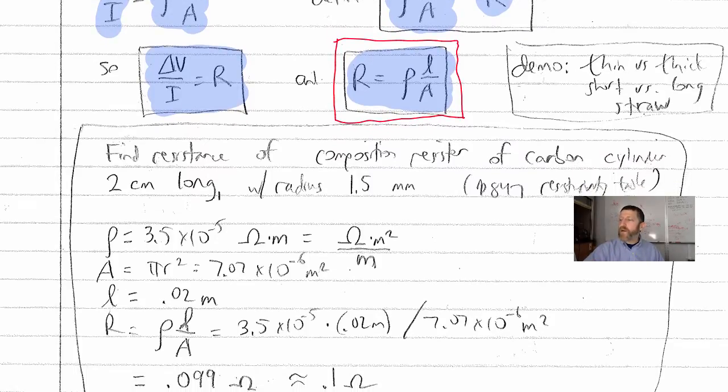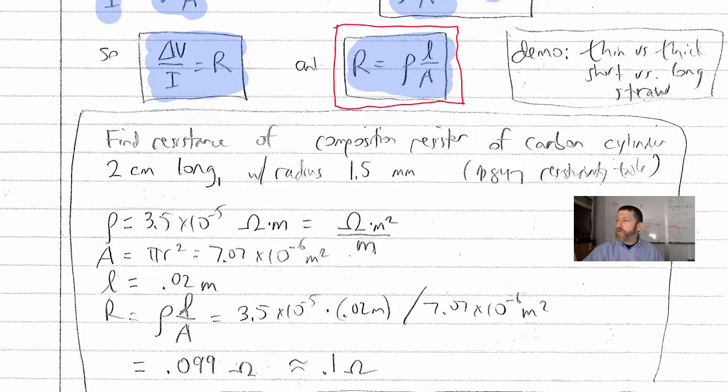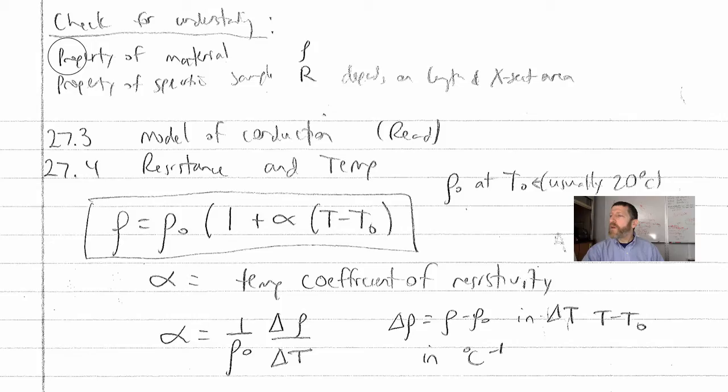Area is pi r squared. That's what that is. The length is 0.02. You just calculate the resistance, and what I'm getting is about 0.1 ohms for that little bit of carbon. Carbon is not such a great conductor. It's got one of the higher resistivities of metals. The resistivity is a property of the material, whereas resistance depends on the specific shape and size of the sample. It depends on the length and the cross-sectional area.